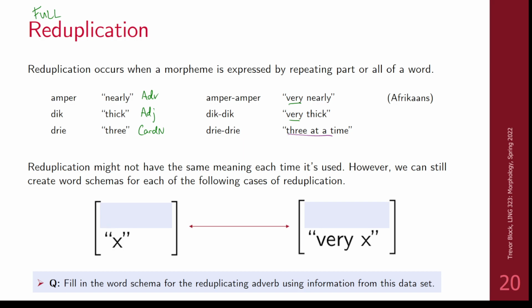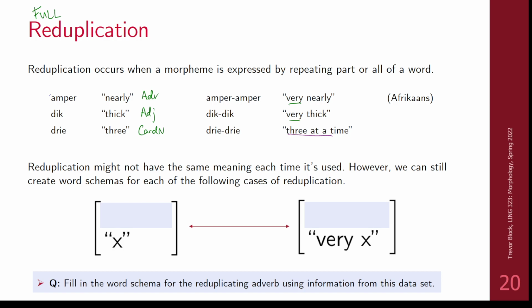But what it also means is that in a language, you can use reduplication to give different meanings depending on whatever categories you're reduplicating on. It's not going to work for every category, but you don't have to have reduplication always meaning the same thing.